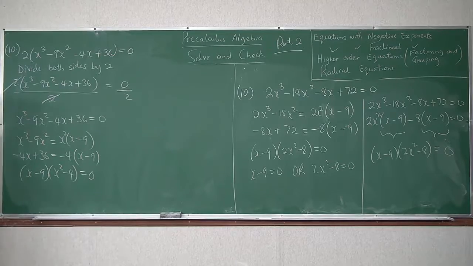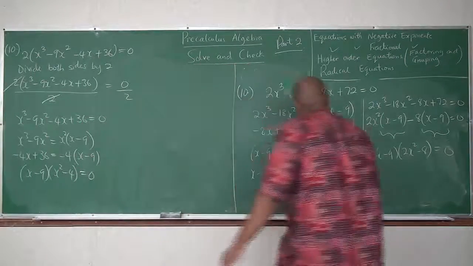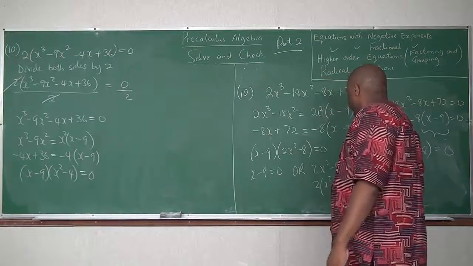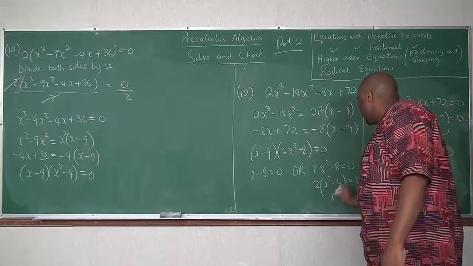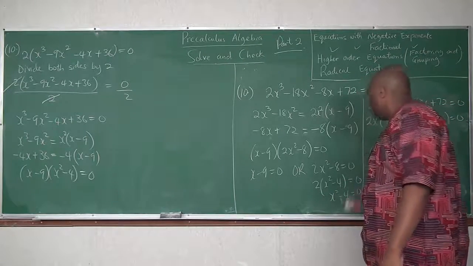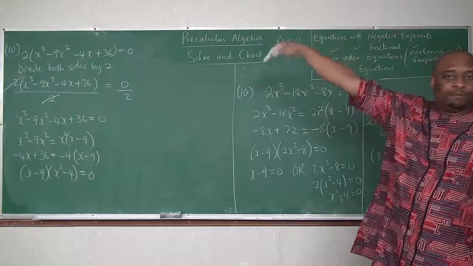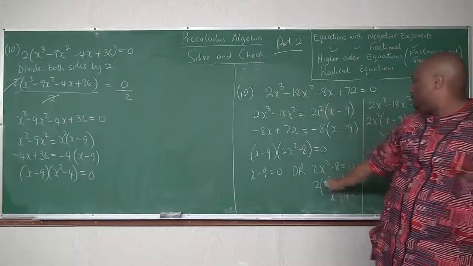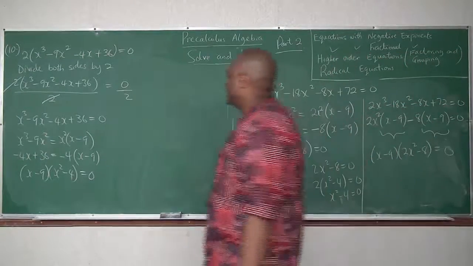So, I mean, you could also come over here, do 2x squared minus 4 equal to 0, divide both sides by 2, and you still have x squared minus 4 equal to 0. But I will teach you to handle it from the beginning, so you wouldn't have to handle it here. Okay? So let's finish this.